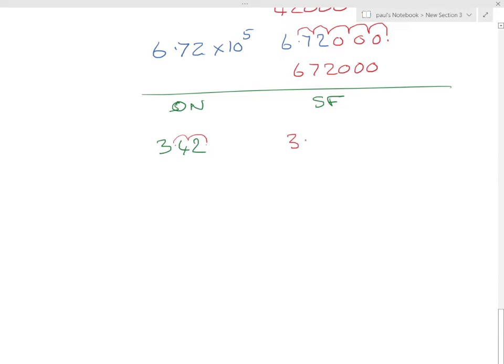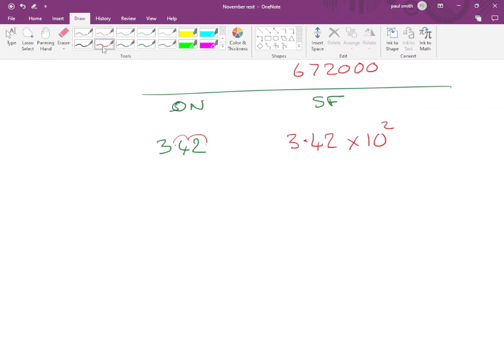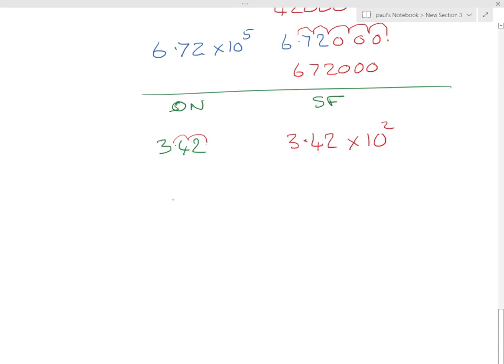So this becomes 3.42 times 10 to the 2. Times 10 would be 34.2, times 100 would be 342. So you go from where your decimal is going to be, and go to the end of the number. Let's do that again.